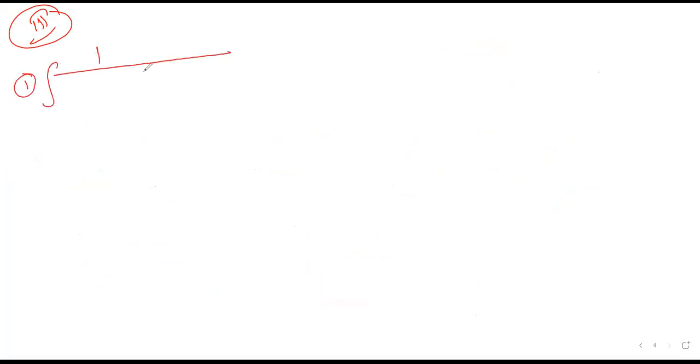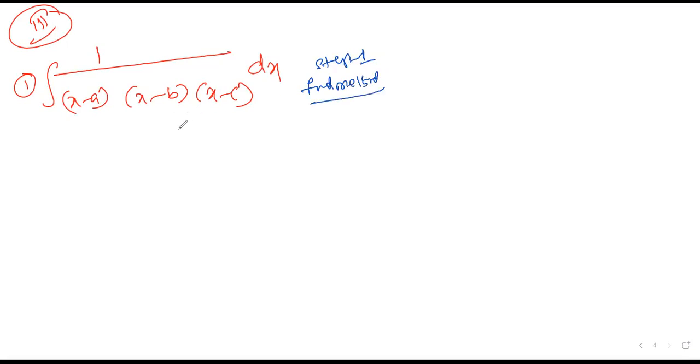Integration 1 by x minus a, x minus b, x minus c into dx. Are you clear? Yeah. Now we'll take the first method. Step 1 is what? Find the method. What is the method? Which method, Anna? Method 1 or method 2 or method 3?